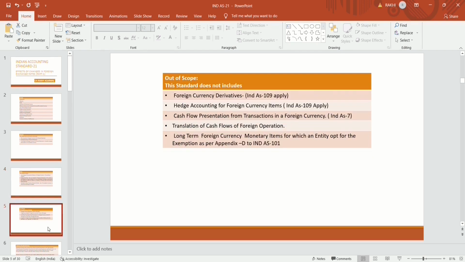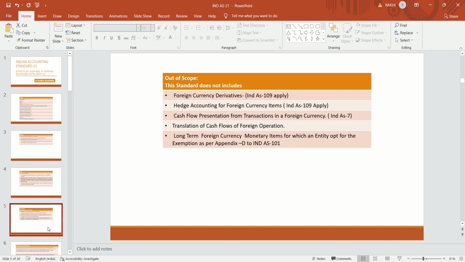What does this standard not include? That is, any foreign currency derivatives. If any foreign currency derivative transactions are there, they are not included in this standard; this type of transactions is dealt with under Ind AS 109. Hedge accounting for foreign currency items is also dealt with under 109. Cash flow presentation for transactions in foreign currency is dealt with under Ind AS 7, not by this standard.